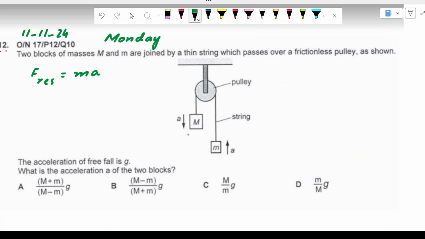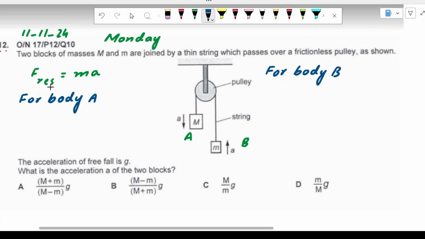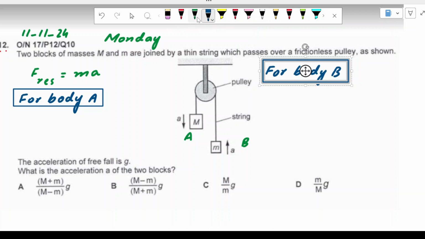Now you can say for this question we have two sides. We have the side A and we have the side B, just for the sake of convenience. Now you can use this equation for the body A, and then you can use the very same expression for the body B. It won't make any difference. You just use it as it is. So for the body A and for the body B, we're going to use F resultant equals ma.